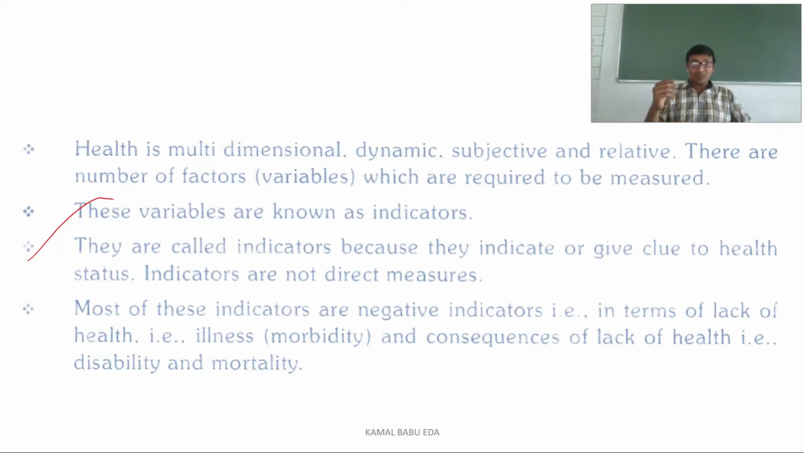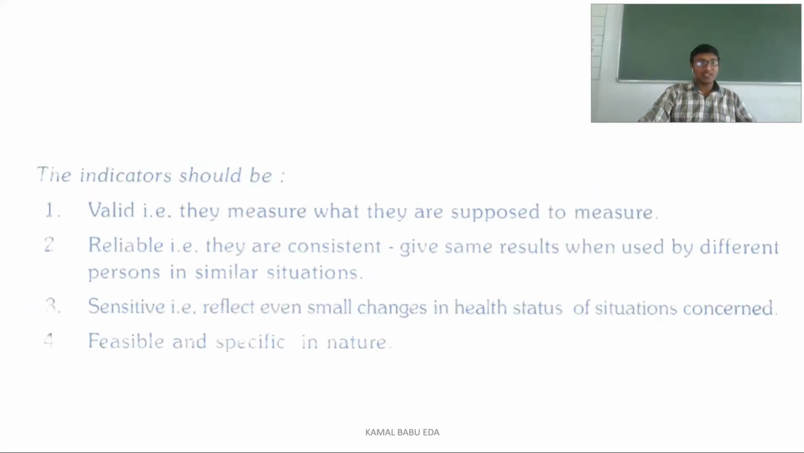Correct or not? So most of these indicators are negative indicators, in terms of lack of health, illness. If the person is having illness, we will see morbidity. If the person is having some kind of disease, or if the person has died, we will say mortality. What is the crude birth rate, what is the death rate, you will check or not. So that is the indicator. So what should the indicators be? They should be valid, they should be reliable, they should be sensitive, they should be feasible, and they should be specific in nature. Valid means the measurement that you are giving should be in a valid manner, and reliable means they are consistent.